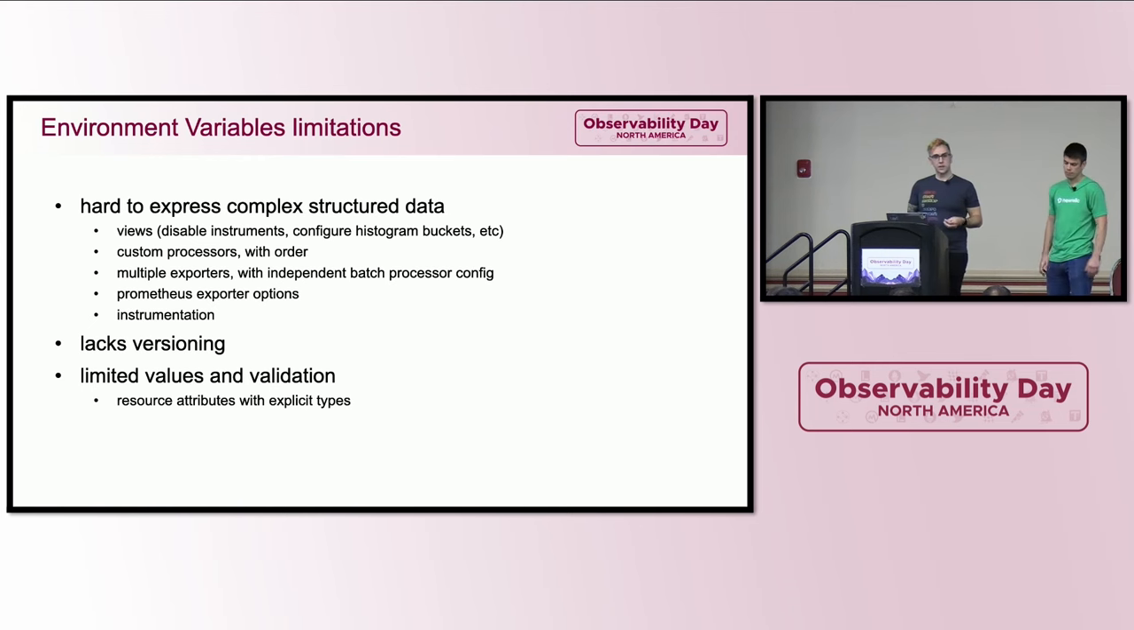OpenTelemetry tries really hard not to break backwards compatibility. That's something we all really strive for. And that means that it becomes really hard to make modifications to environment variables support without breaking backwards compatibility, because there isn't really a way of doing this well with versioning. The last thing is with environment variables, everything is really just a string. So if you want to convey the fact that you're passing in explicit types, you have to go back to some kind of naming scheme.